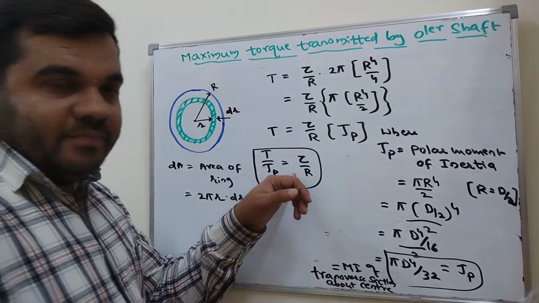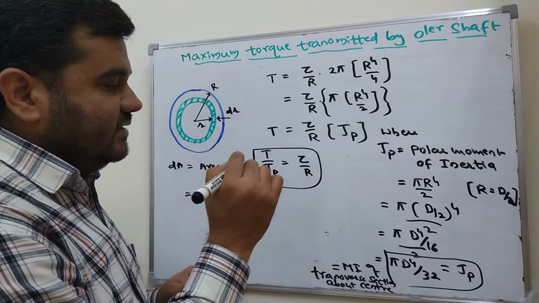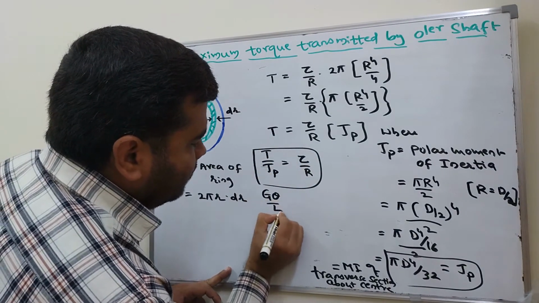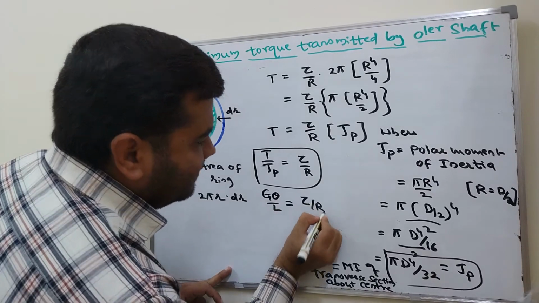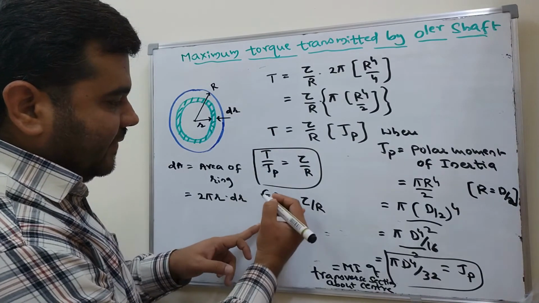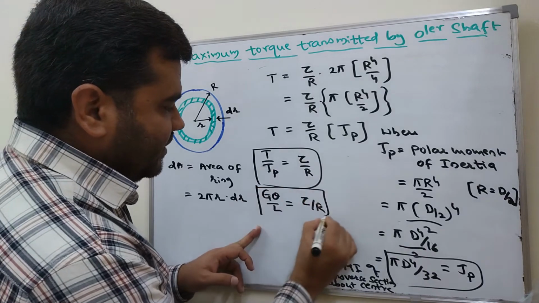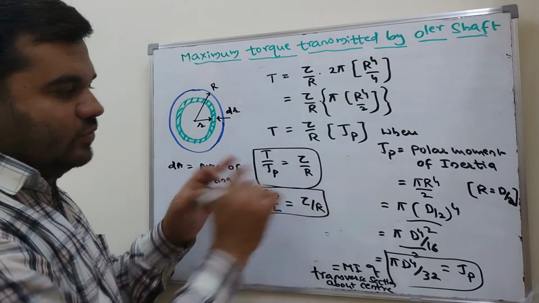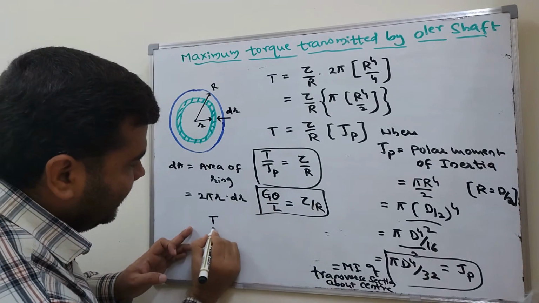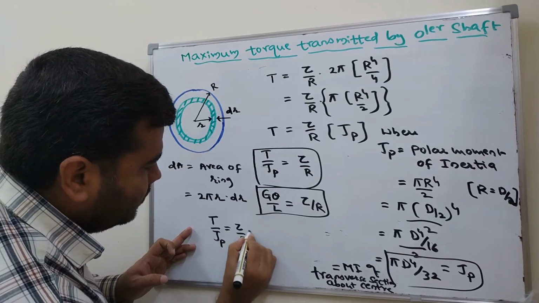In the previous video we derived one relation between the angle of twist and the shear stress. I'll write that one. G theta by L equal to tau by r, because we started from the same equation to derive this. So here tau by r, here tau by r, same. So from these two equations we can write T by Jp equal to tau by r equal to G theta by L.